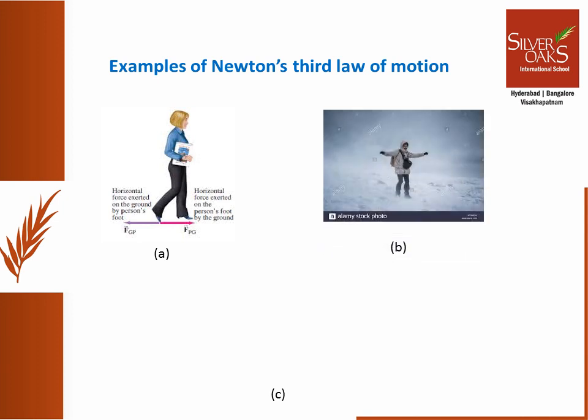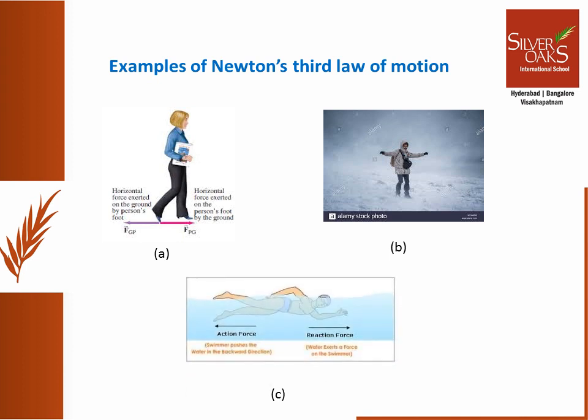It is difficult for us to walk on ice because the friction is much less on ice or any slippery surface, and hence we cannot exert an action force on ice. Let us consider the case of a swimmer. A swimmer pushes the water backwards with his hands and feet to move forward in water. Then the pushed water exerts a reaction force back on the swimmer, which pushes the swimmer forward.